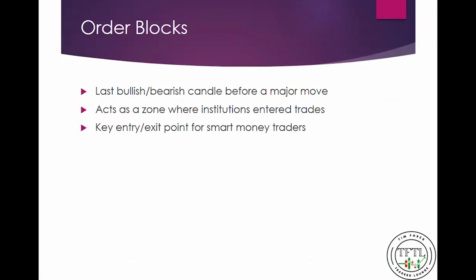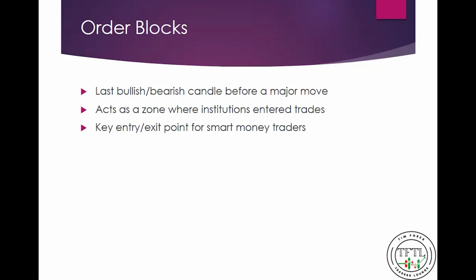That gives us a bearish order block, and the last bearish candle before the price pushes up gives us a bullish order block. I have done a video explaining how to identify high probability order blocks. You can just go to the description, I have the link to the video attached, and you will learn how to identify the order blocks. These order blocks act as a zone or zones where institutions enter trades.